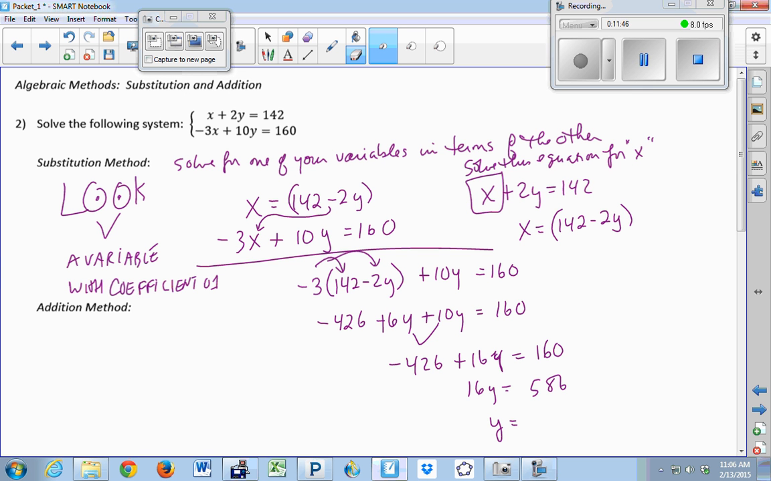36.625, which is the same thing as 36 and 5/8 as a fraction. What was the estimate that we got when someone gave us an estimate? 38? So pretty close. That estimate was pretty good.